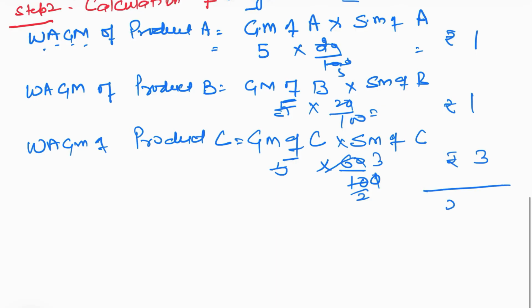So what is the total? Total is 5. This total is the average. So what will I call it? Weighted average gross margin.